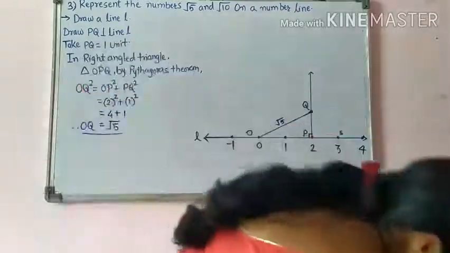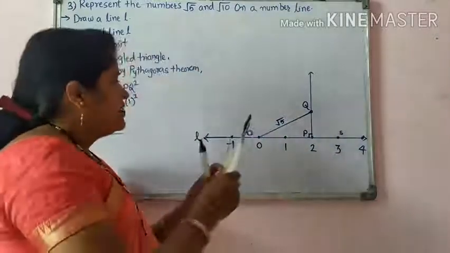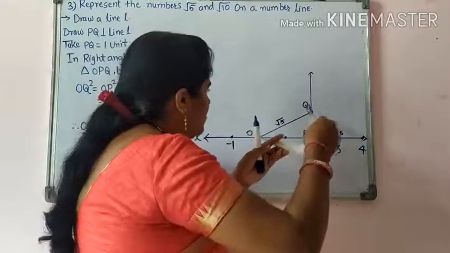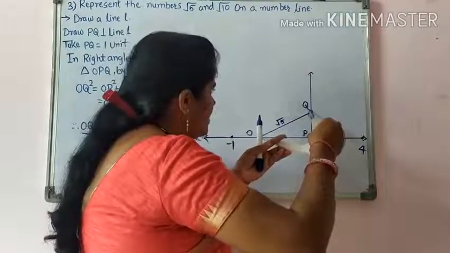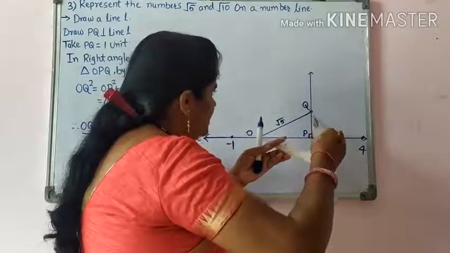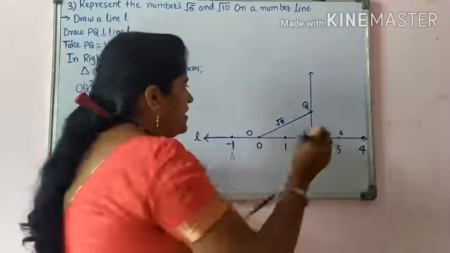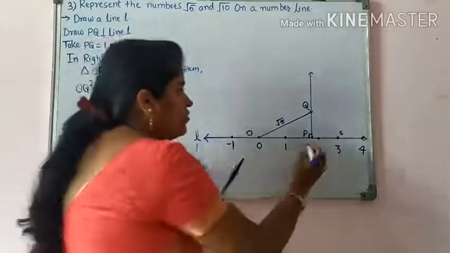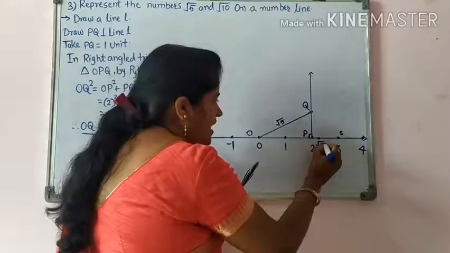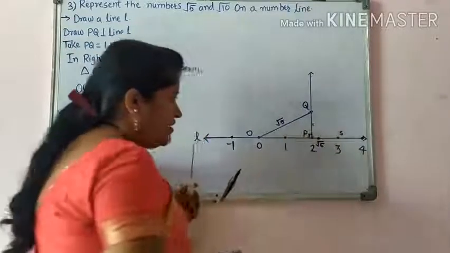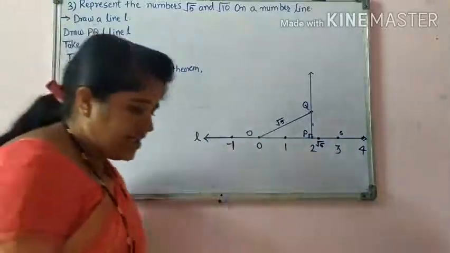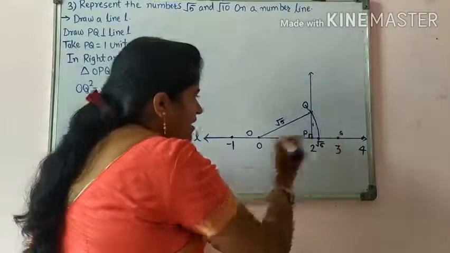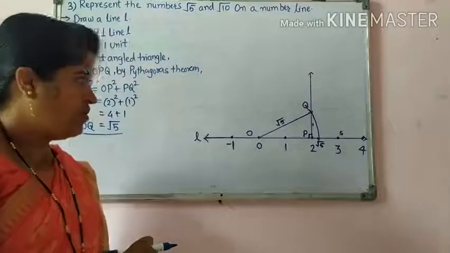Now put one end of the compass on this point O. Take O as center and OQ as radius. Draw an arc like this. So here this is your exact position of root 2 on the number line. This distance is of 1 unit. So like this we shall represent root 5 on the number line. Here is the exact position of root 5.